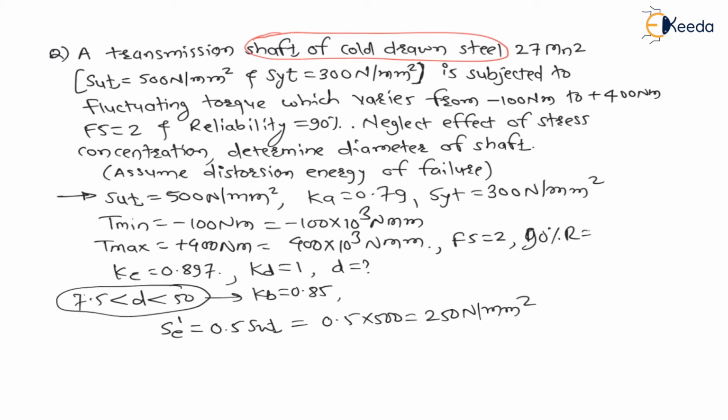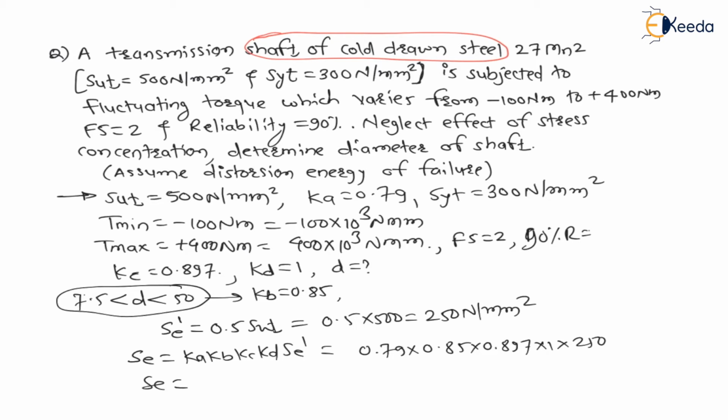Therefore, we have to find corrected endurance strength SE. Corrected endurance strength SE is equal to Ka, Kb, Kc, Kd into SE dash, which is 0.79 for Ka, 0.85 for Kb, 0.897 for Kc, 1 for Kd, into SE dash 250. From this you will get corrected endurance strength SE. The value of SE you will find from these calculations as 150.58 Newton per mm square.